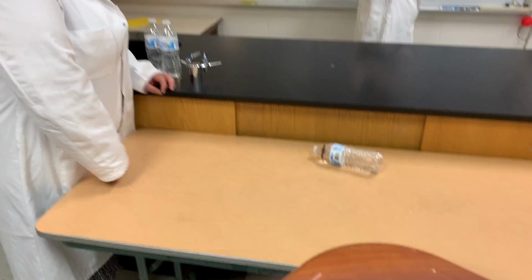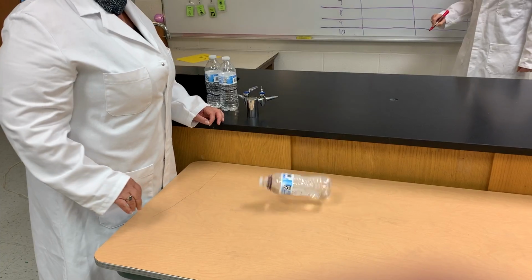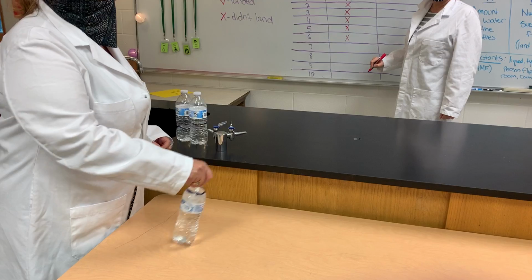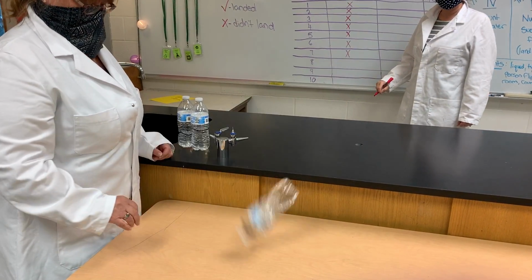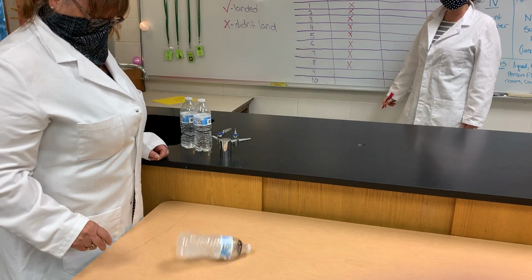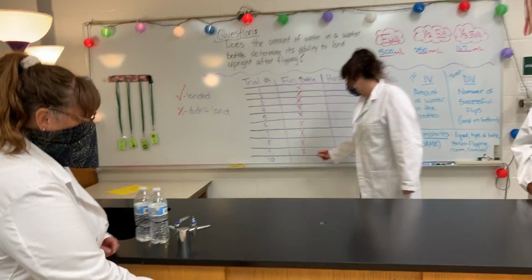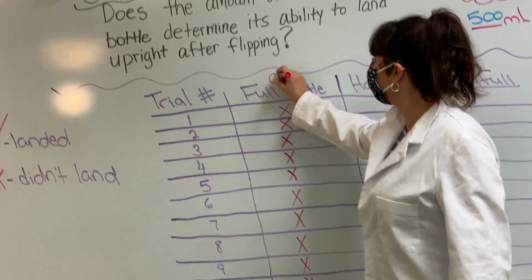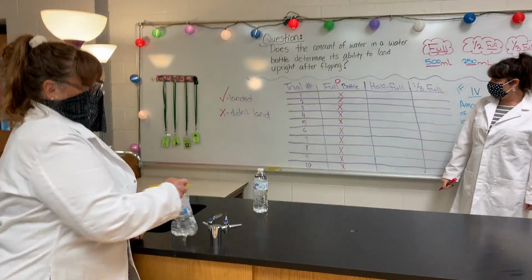Come on. 6. All right, I'm gonna do it slower. 7. 8. I don't know about this one. 9. All right. Oh, man. So we got 0. Yeah. 0 successful lands on the full bottle.